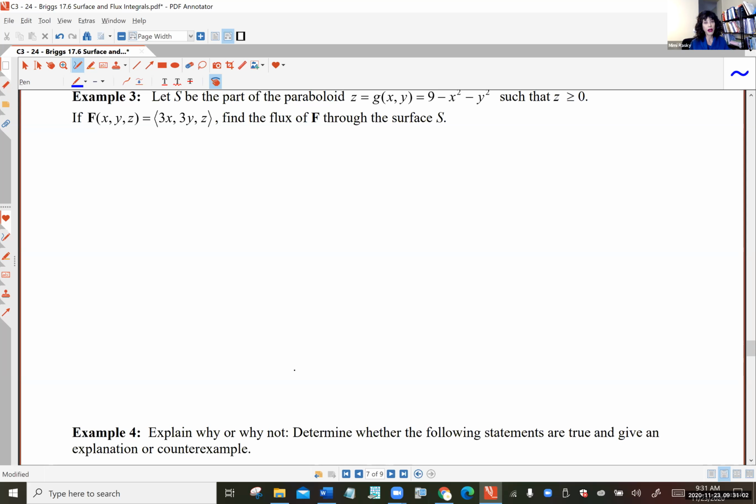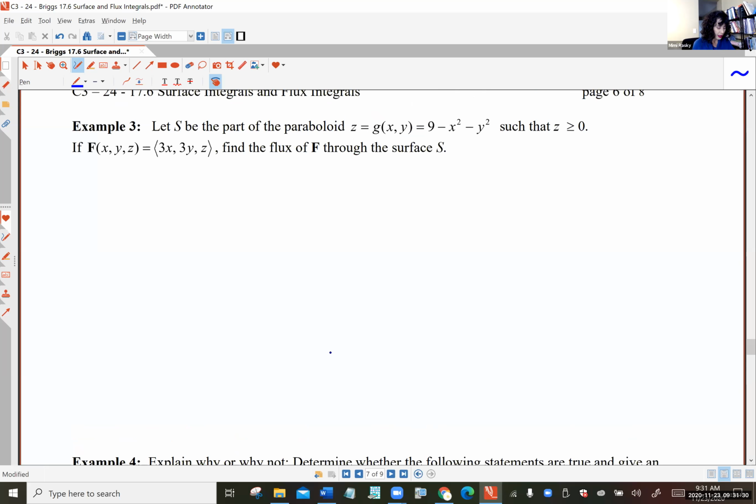Now, your answer could be positive, negative, or zero. If it's positive, more fluid is flowing in the same direction as your unit normal vector than is flowing back the other direction. If you get a negative number, that means more fluid is flowing in the opposite direction of your unit normal vector. If you get zero, that just means the amount of fluid that's flowing in the same direction as your big N is getting canceled by the same amount of fluid flowing in the opposite direction. That's all. That's your flux.